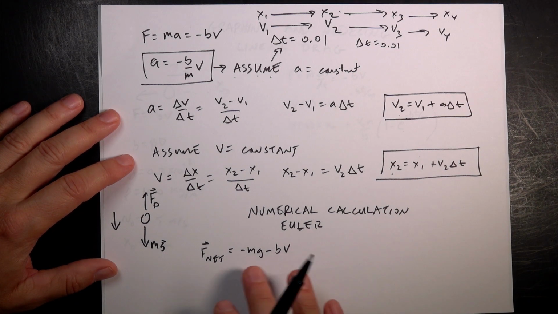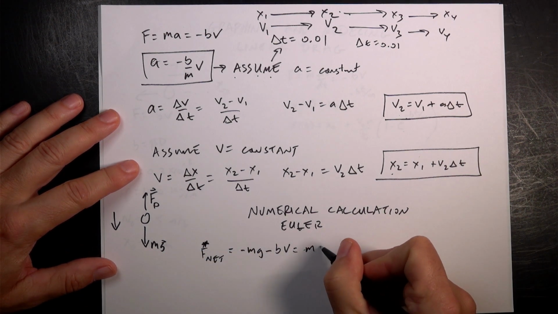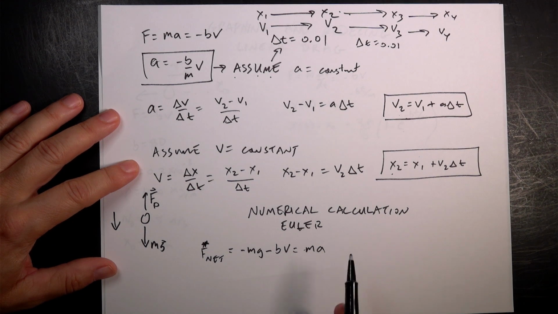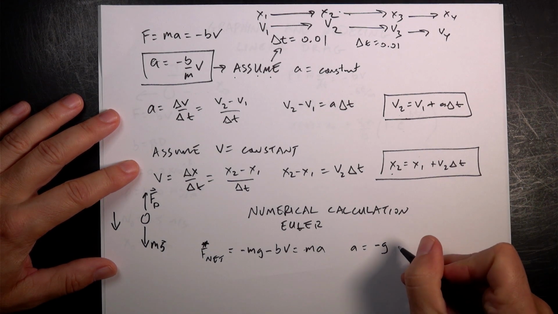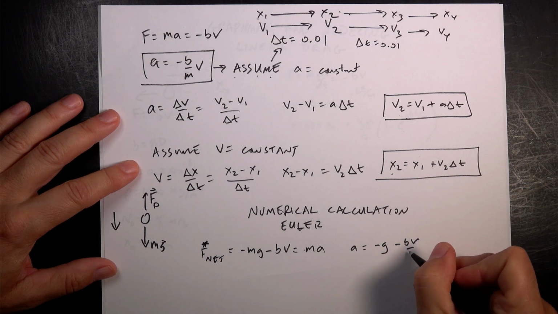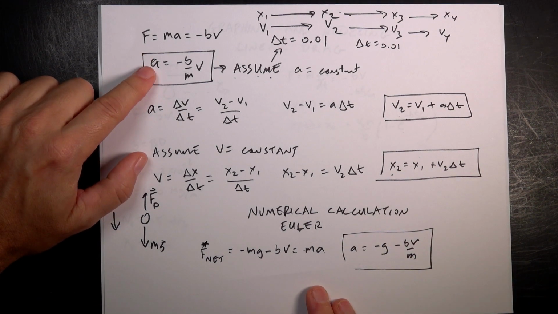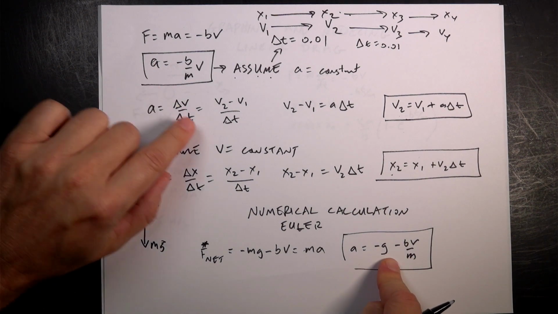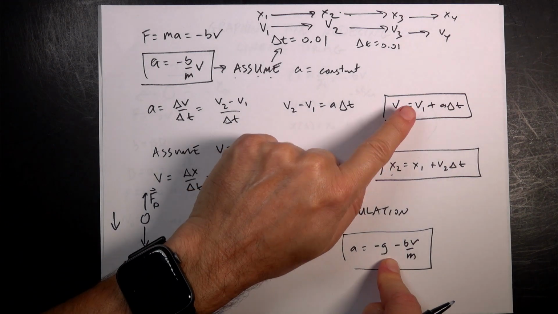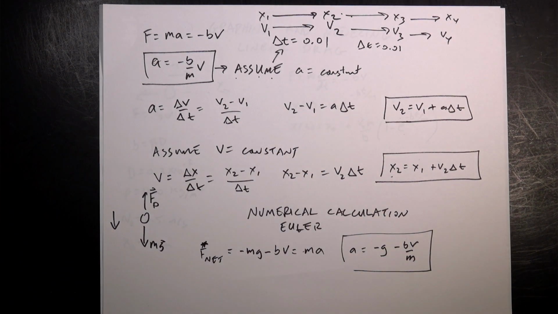So if I change this to my net force, this is actually in the y direction. This is going to be ma. So if I solve for a, I get a equals negative g minus bv over m. So instead of this being my acceleration, this is my acceleration. But if I assume that's constant, this equation stays the same. So it's pretty easy to change the motion.